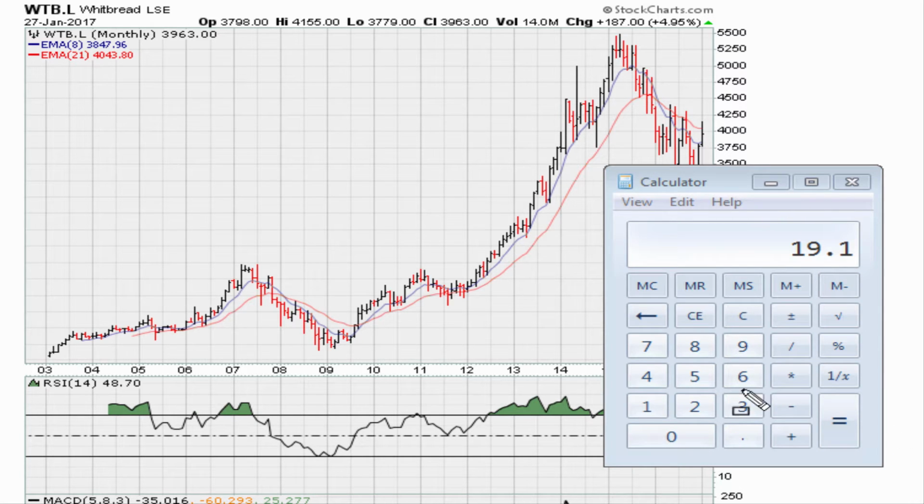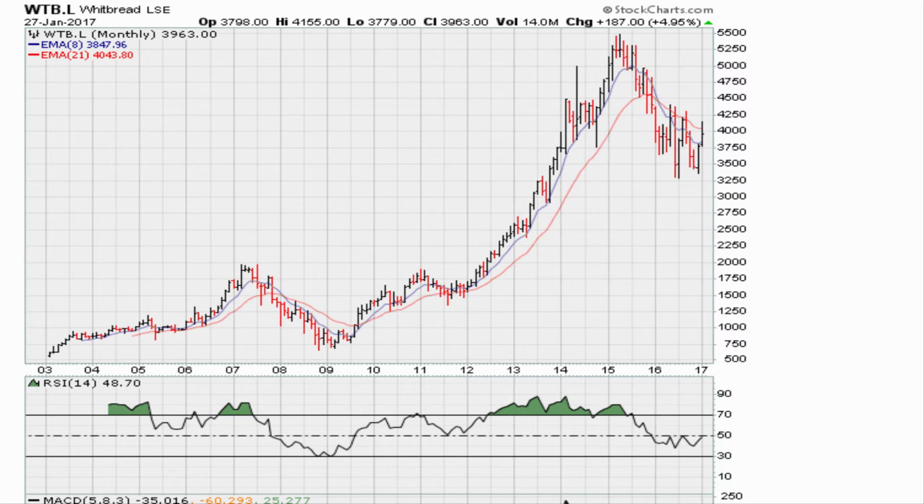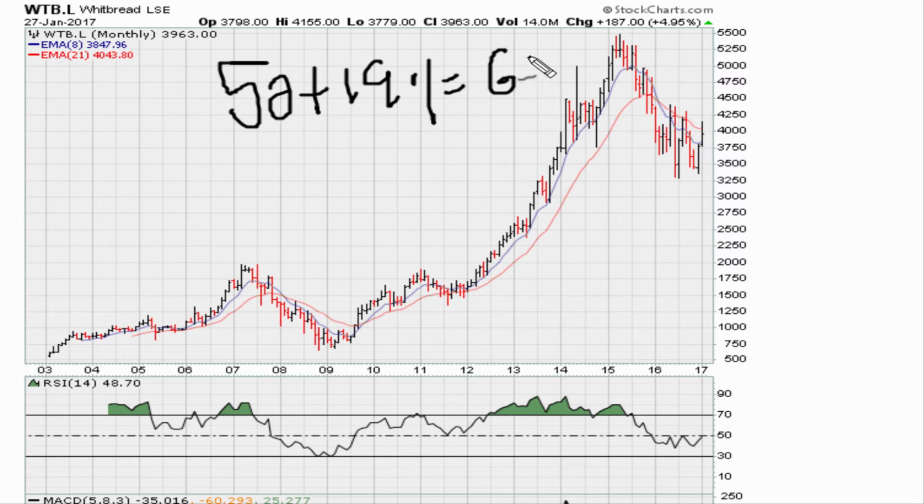So let's take that off. What we're gonna do is take 50 plus 19.1. What do we get? We get 69.1. That's one of the levels that we're going to be discussing here.